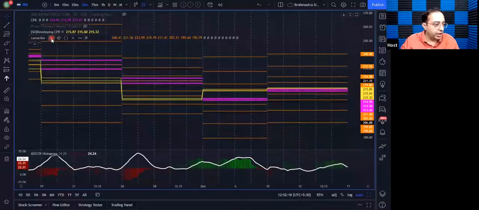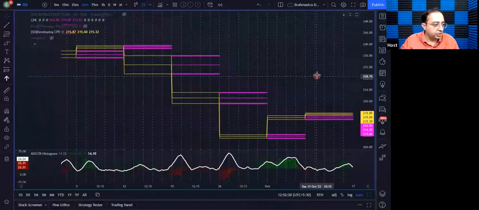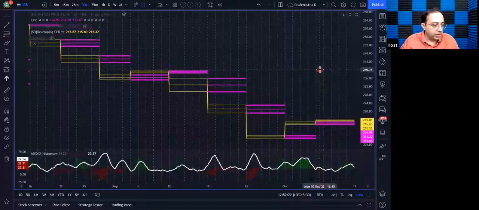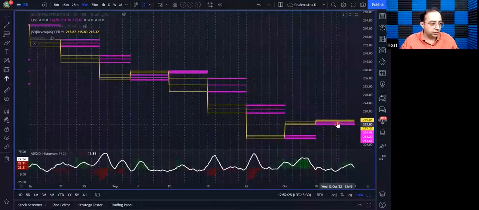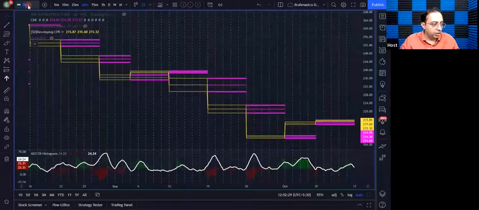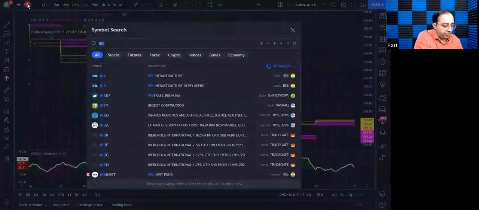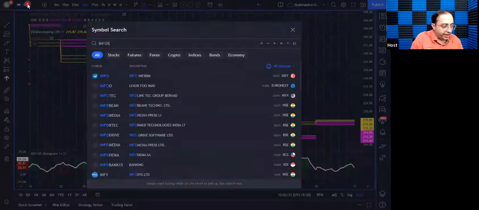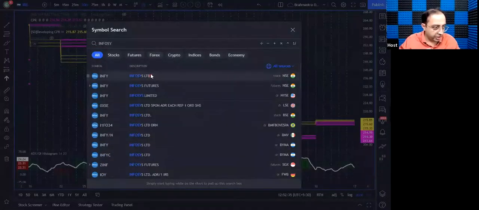So this is IRB. This is the narrowest in the last 7 trading sessions, it looks like. So IRB is one, KEI is one. We will track them in the coming week. Infosys.